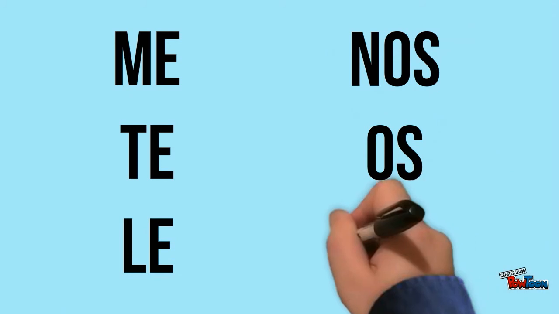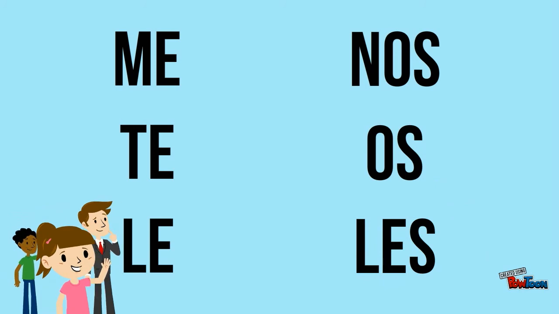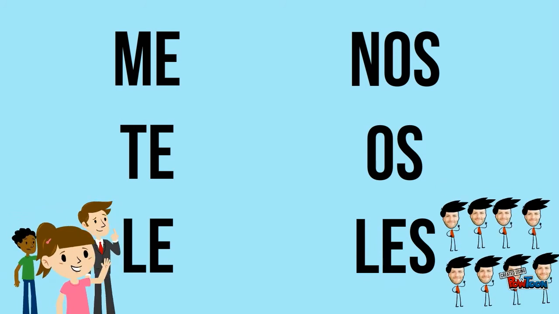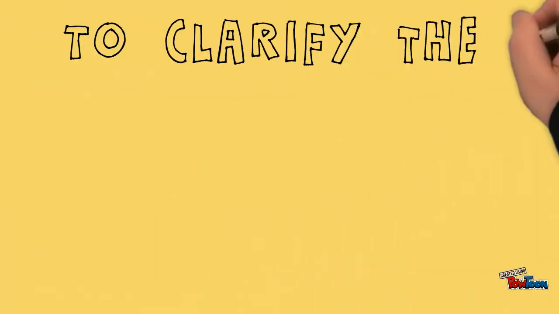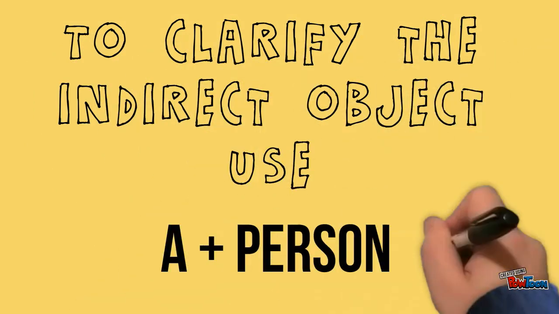So far, we've seen the indirect object pronouns me and te, but what if we wanted to use le or les? The problem here is that le can mean for him, or for her, or for usted. Les can mean for them, or for you guys, ustedes. If it's not obvious in the conversation who the le or the les refers to, we can clarify it at the end of our sentence by adding the word a and then the person.